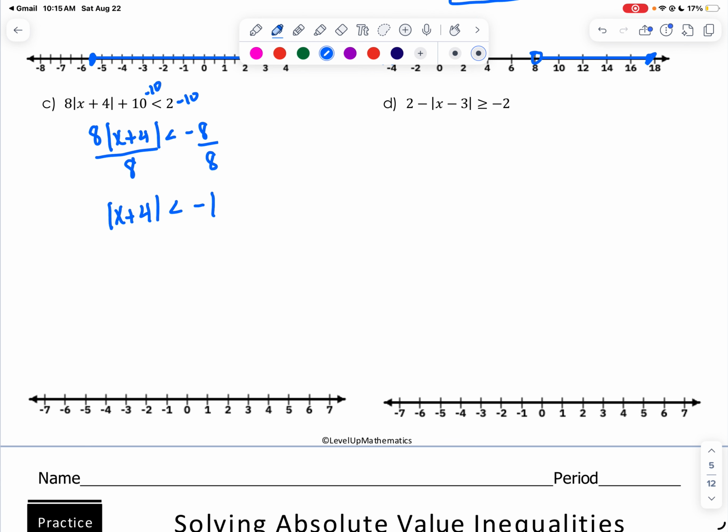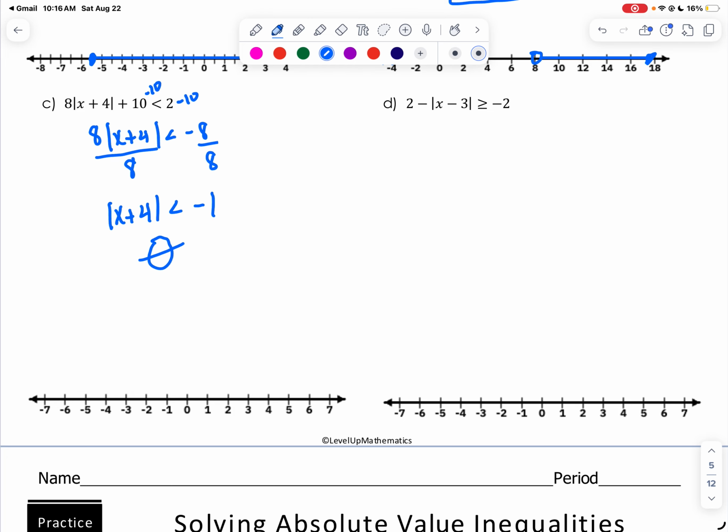Now, remember, distance cannot be less than a negative number. That's impossible because distance must be greater than or equal to 0. So this particular problem has no solution. Therefore, we cannot plot the solution on the number line.